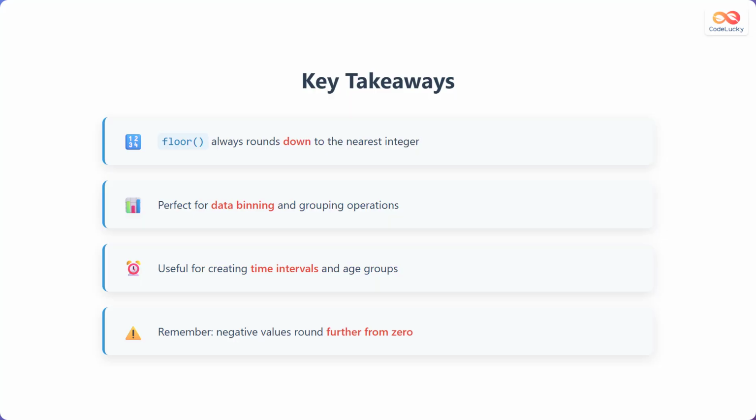Let's summarize the key takeaways about the floor command. First, floor always rounds down to the nearest integer, making it predictable and consistent. Second, it's perfect for data binning and grouping operations when you need to categorize continuous numerical data. Third, it's particularly useful for creating time intervals and age groups in your analysis. Finally, remember that with negative values, floor rounds further away from 0, which is different from simple truncation. Master the floor command, and you'll have a powerful tool for organizing and analyzing your numerical data in Splunk.